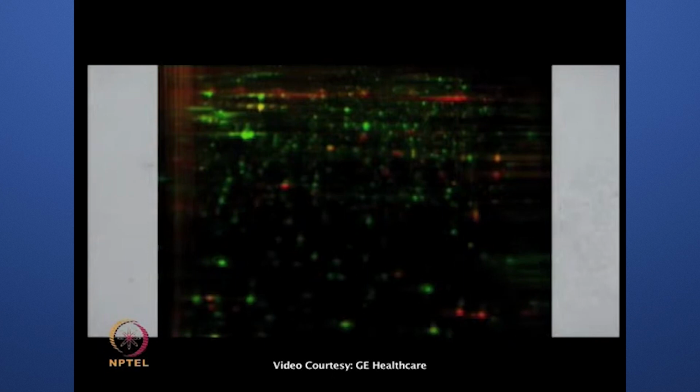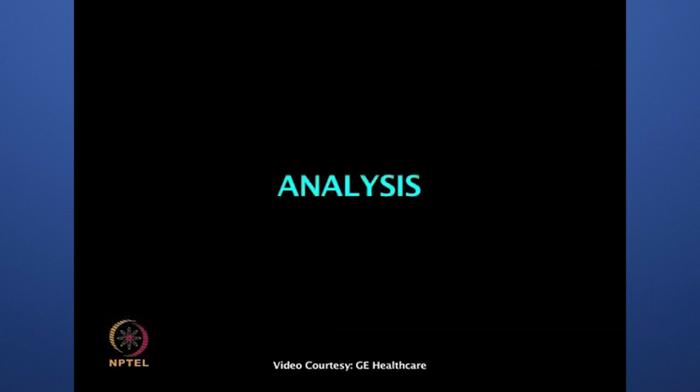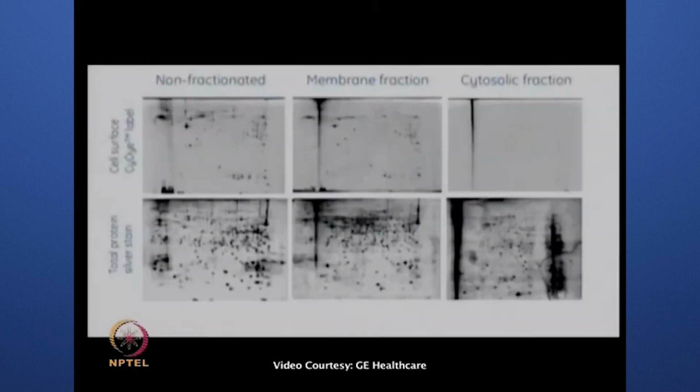The results show many new cell surface labeled spots, shown here in red, that are not detected using the standard labeling protocol, shown here in green. These results show that the cell surface labeling protocol is highly specific for labeling cell surface proteins. Since cell surface proteins are exclusively labeled, they are more easily visualized and attenuation by abundant cytosolic proteins is avoided.